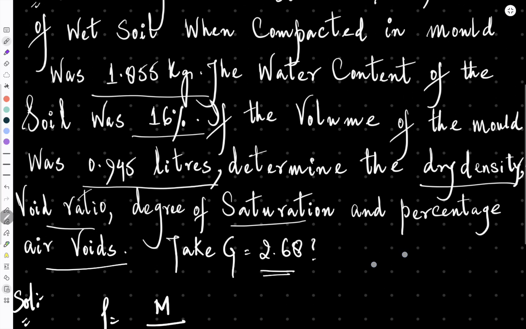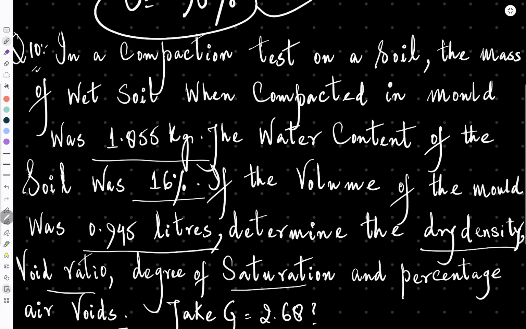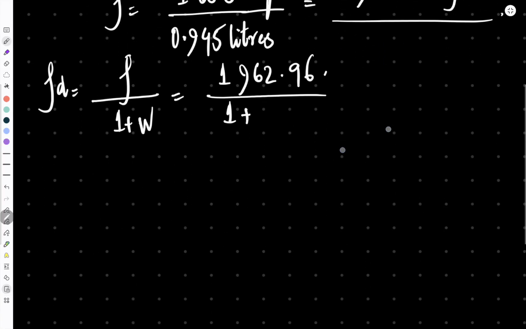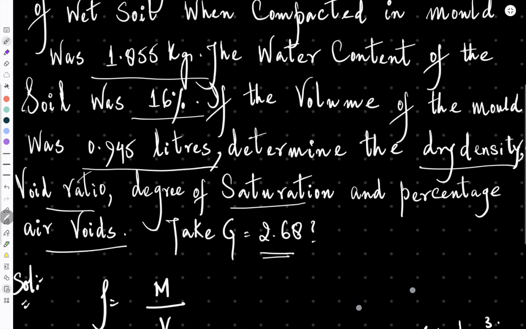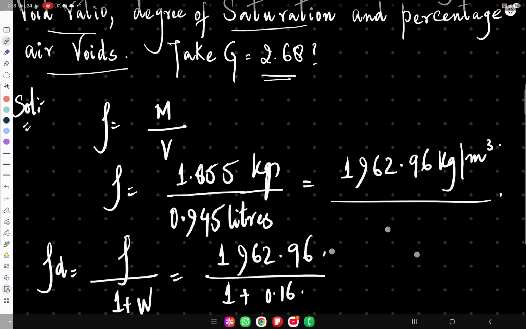How much is the water content? The water content of the soil was 16%. That means 0.16. This question is based on the data as given when we have done a compaction test on a soil sample and we have reported certain things, and subsequently the question demands to find the dry density, void ratio, degree of saturation, and the percentage air voids. And we are solving this question one by one, step by step.